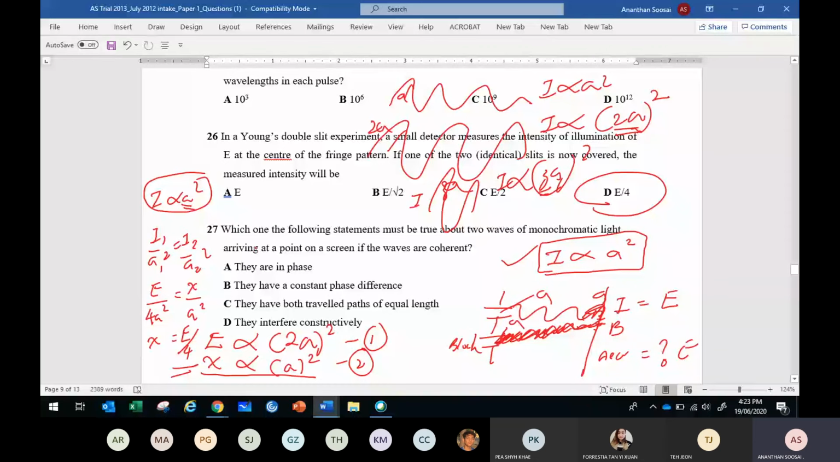You can't miss out the 2. You have to include the 2 because 2A is the amplitude. The intensity is directly proportional to the amplitude squared. Whatever the amplitude is, we square it. This wave has 2A as the amplitude, so the 2A amplitude is squared. Okay? Can you understand?